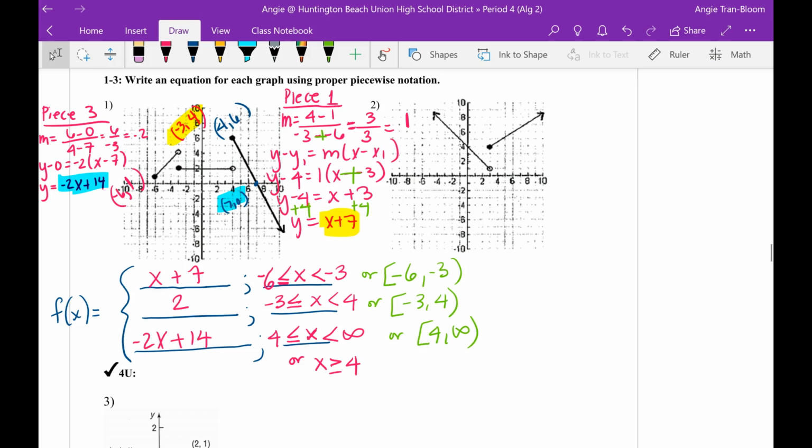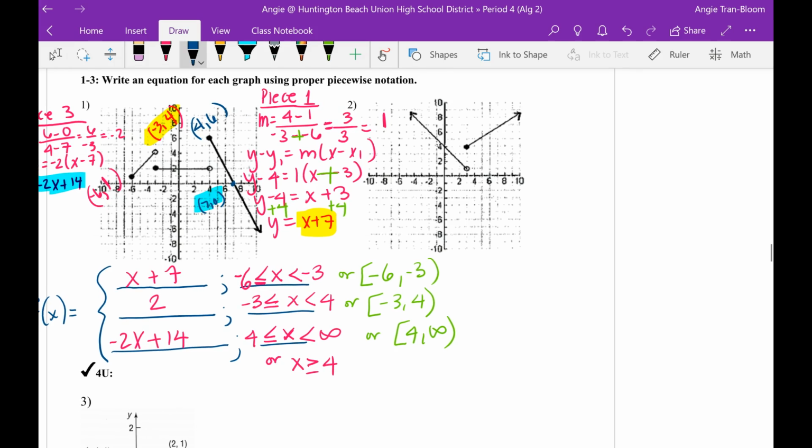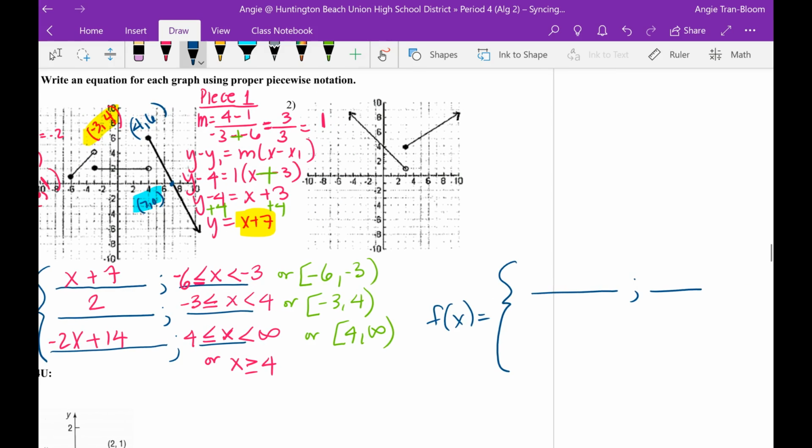How many lines should we make? 2. Okay, so f of x, and then a big bracket, 1 line, and then the domain on the right. Second line, and then the domain on the right. So we got 2. Let's start with something easy. Do you want to start writing the lines first or the domain first? Domain. Tell me the domain of this first piece.